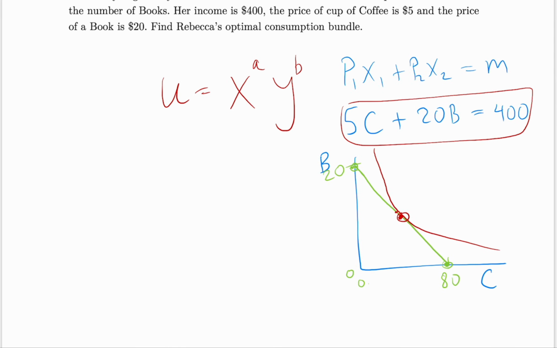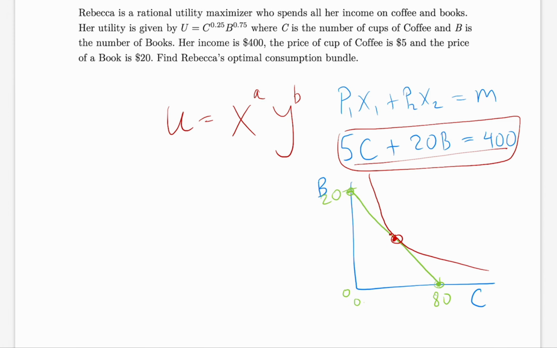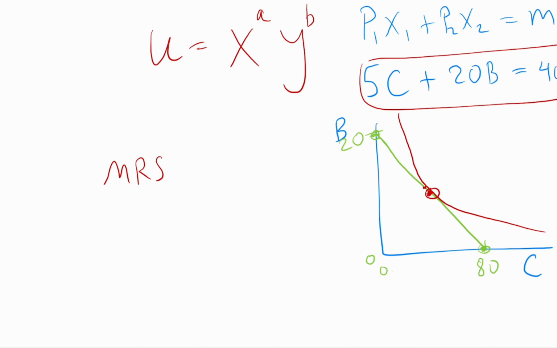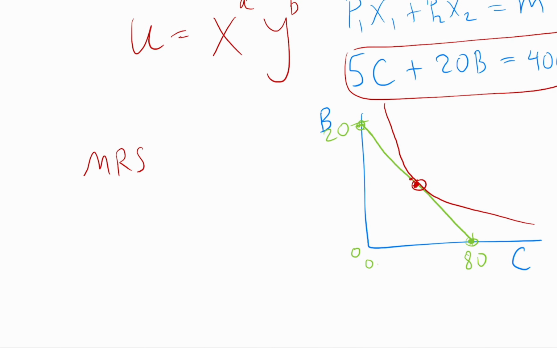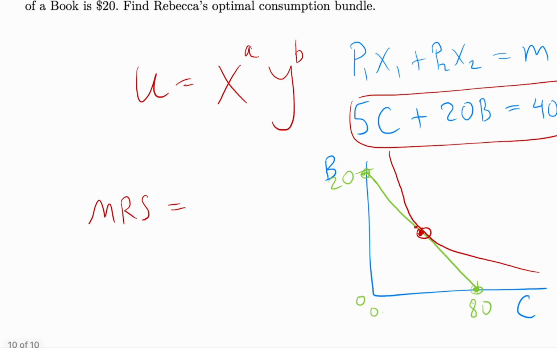So long story short, we're looking for 2 conditions to be true. One, that this budget constraint holds. Great, that's easy enough. Second, that the MRS, which is the slope of the red indifference curve, which we'll use calculus to solve in a sec, needs to equal the slope of the green budget line, which is always given by the price ratio, P1 over P2.